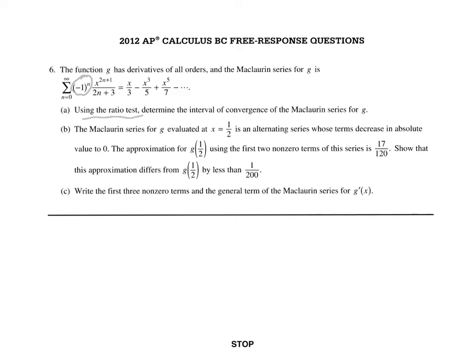When it says ratio test, that means I make sure I start with the limit as n approaches infinity. And when it says interval of convergence, I'm thinking interval of convergence, and then I always check the endpoints. So that's the first thing I look at.